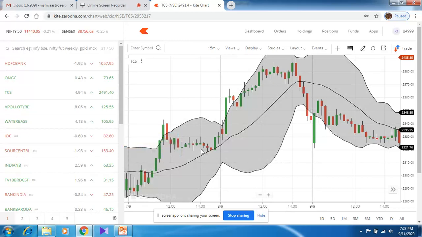But we cannot rely on this alone. So it is better to combine 2 to 3 indicators along with this. I usually refer to MACD and RSI along with Bollinger Bands if I use. Okay, so moving on further, let us see which is the next indicator.